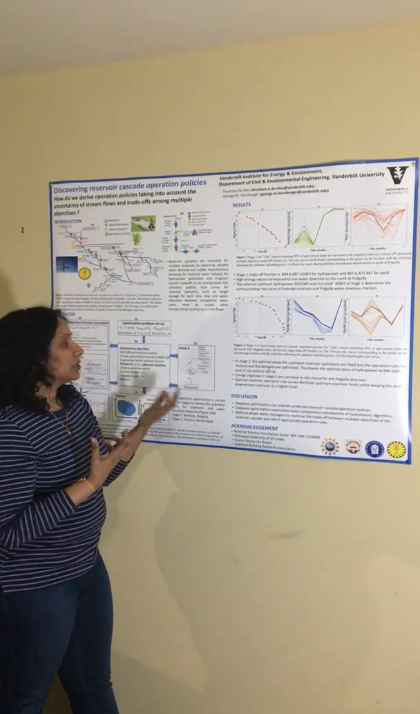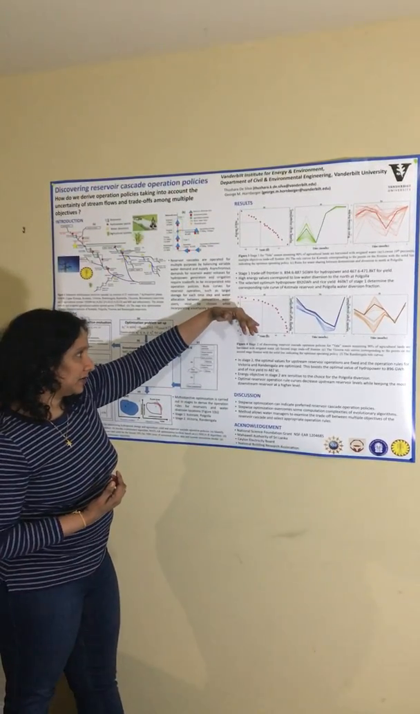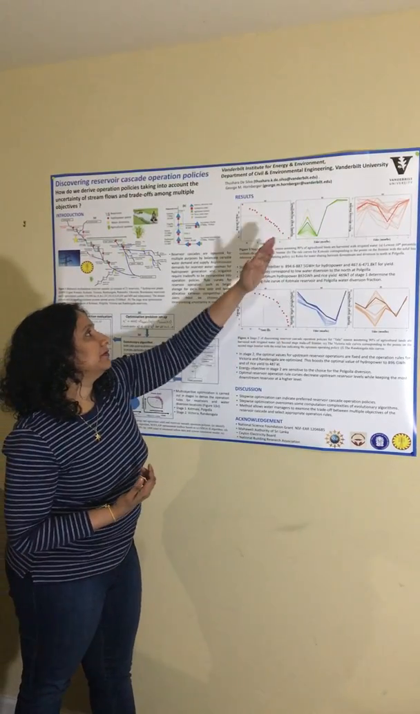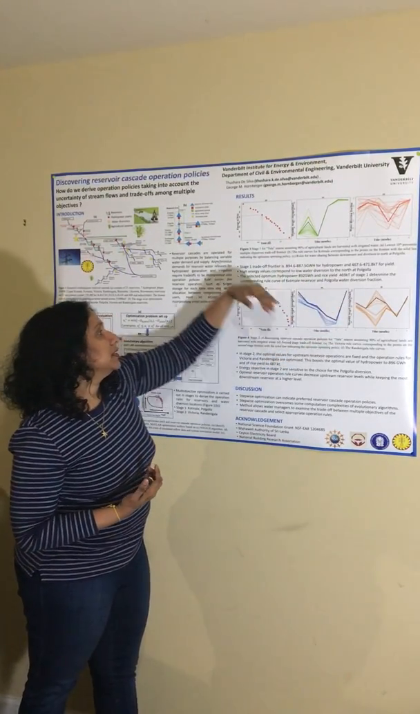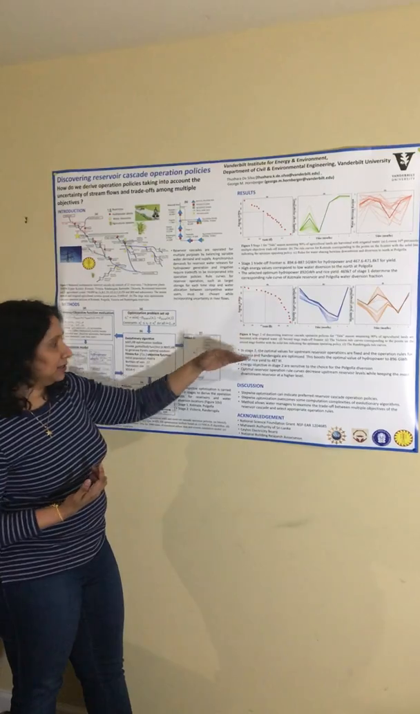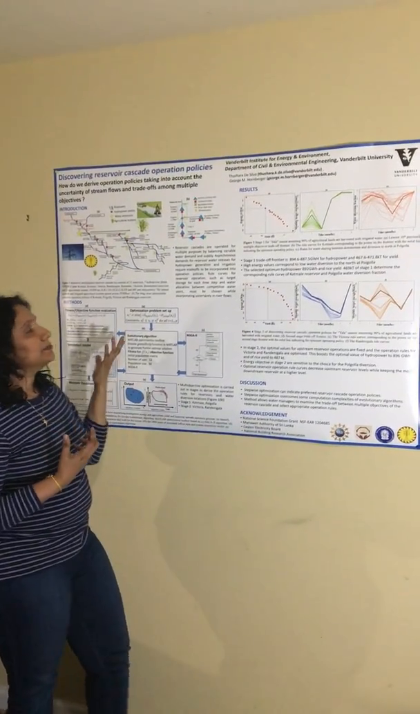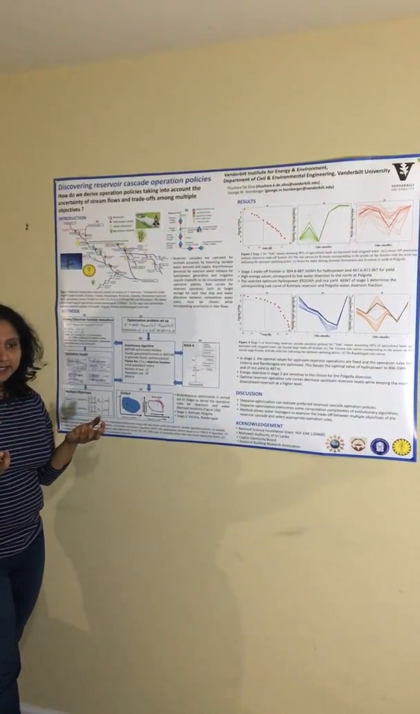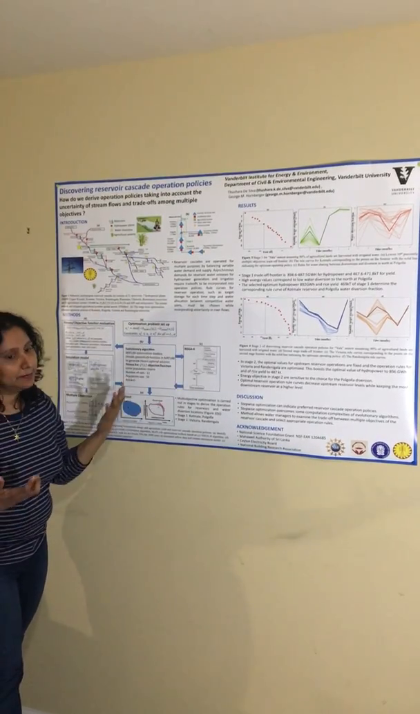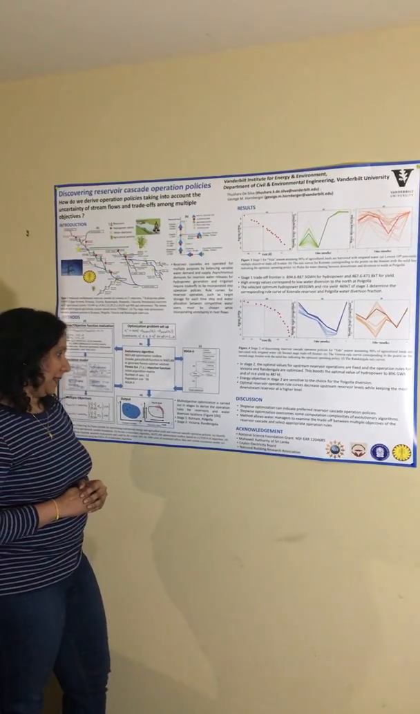Operation managers, water managers can use these trade-off curves to derive these operational rules looking at the trade-offs among the objectives. And this method can be used for other reservoir cascades, which are used for different multiple objectives as well.